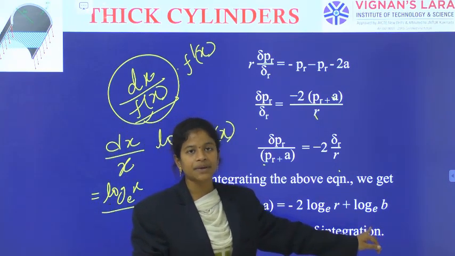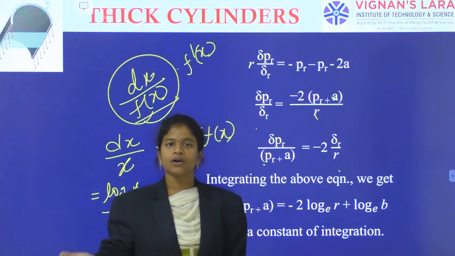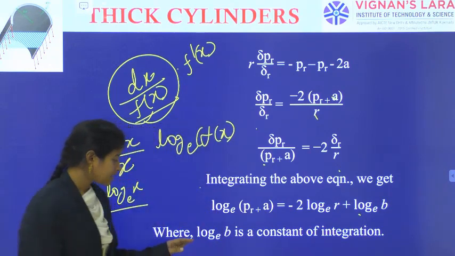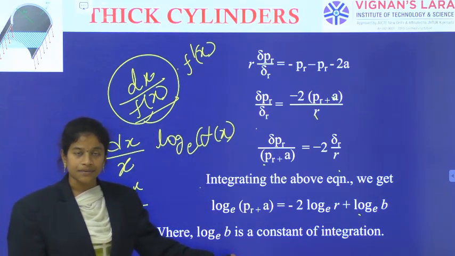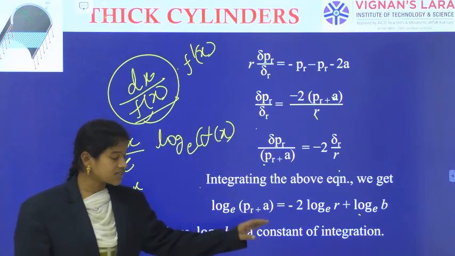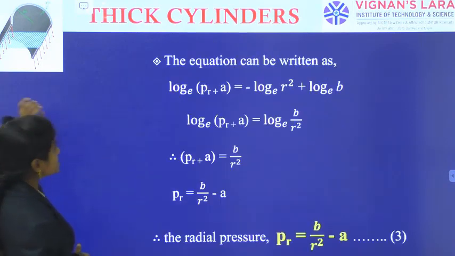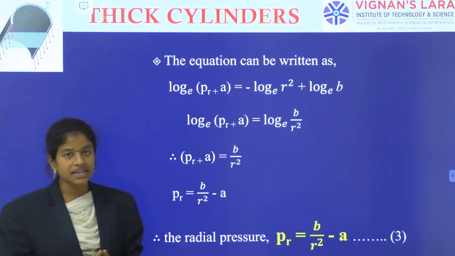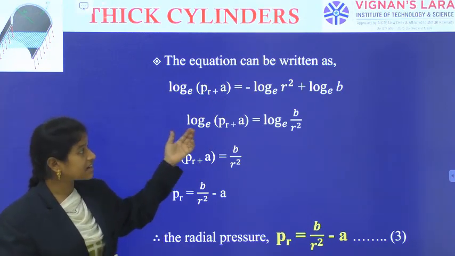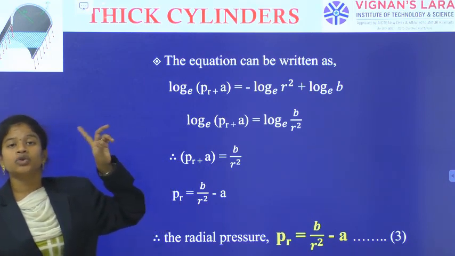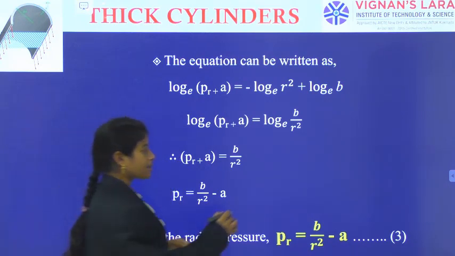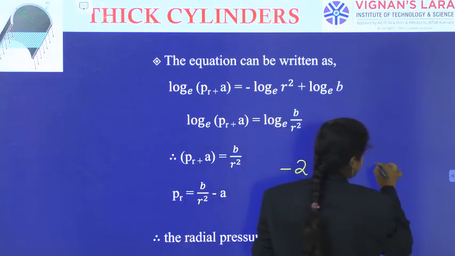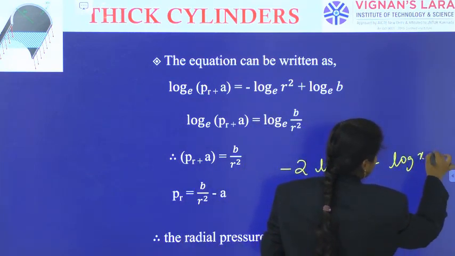Even though that constant is simply a value, I am keeping it as log of some constant value I should add, so log b to the base e, where log b to the base e is a constant of integration. Okay, the next step, so the equation can be written as, you already know the basics of the mathematics, so the left term as it is I am keeping, and the right term I am writing as minus 2 times log r, right? So minus 2 log x I can write as minus log x square.